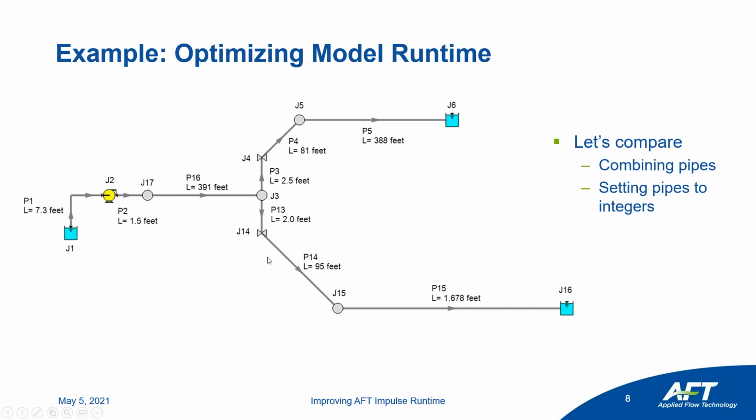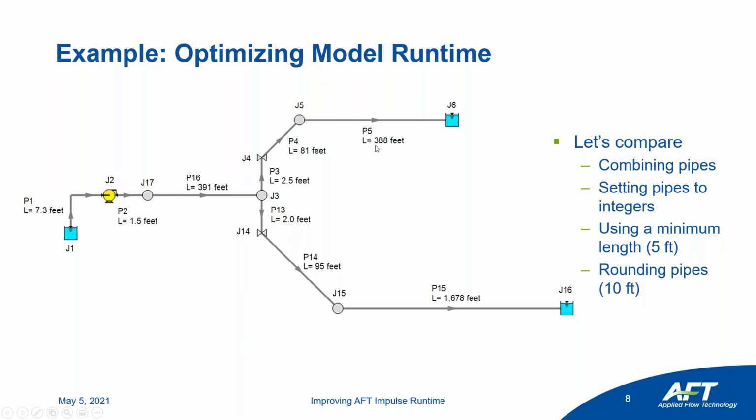We can also set pipes to integers. So here, if we round pipe 2 to 2 feet, pipe 13 to 2 feet, pipe 3 to 3 feet, that should marginally help us improve our runtime, because now we don't have as much variance between the different systems. We can try setting a minimum length where we can set pipe 3 to 5 feet, pipe 13 to 5 feet, and that will set a better minimum section length instead of basing it all on 1.5 feet or 2 feet.